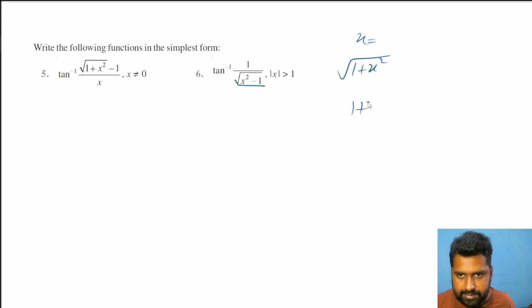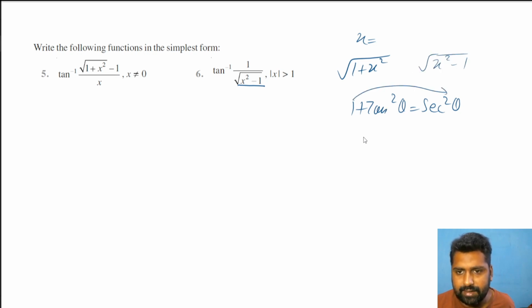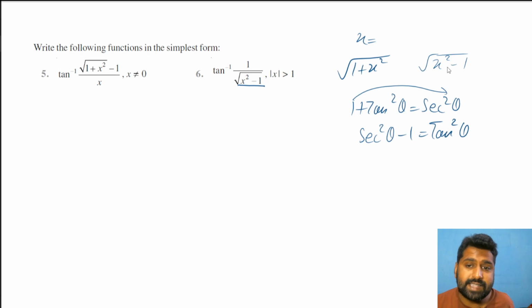See, 1 plus tan square theta is, sorry, not cot, 1 plus tan square theta is sec square theta. You can use this as x. Means if x was tan theta, this could have been solved. Similarly with x square minus 1, just take this one to the other side. Sec square theta minus 1 is tan square. Means if x was sec theta for this expression, this can be simplified.